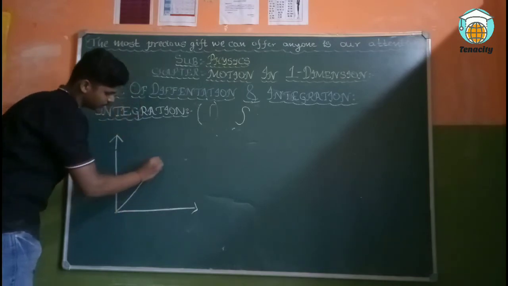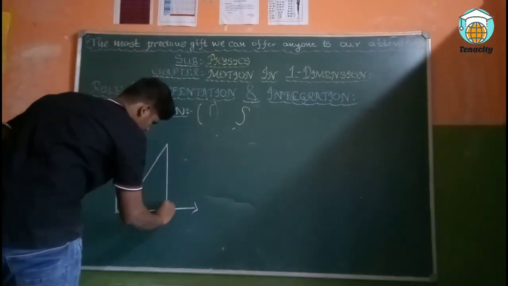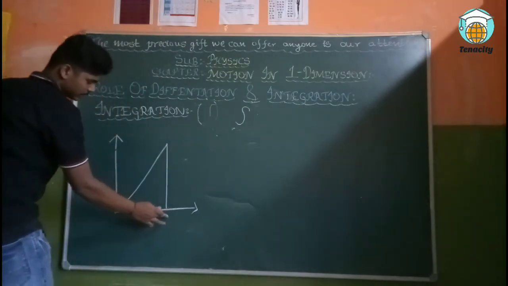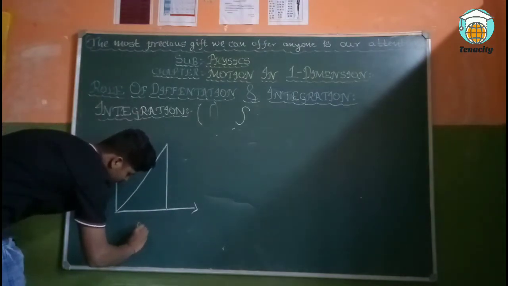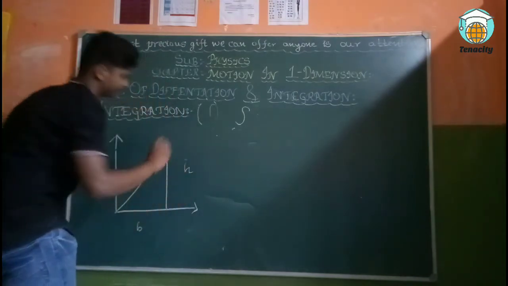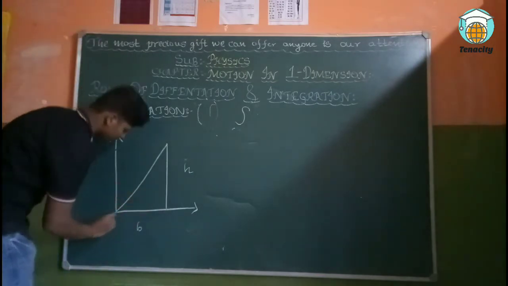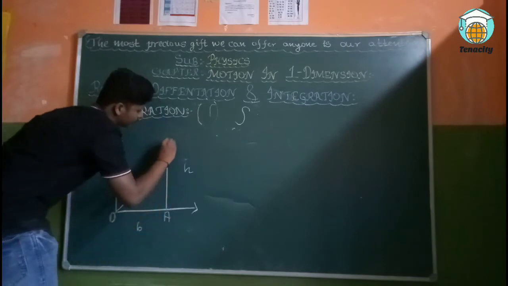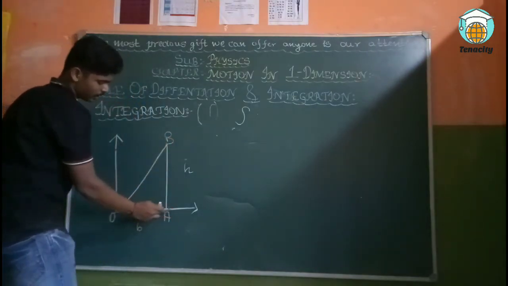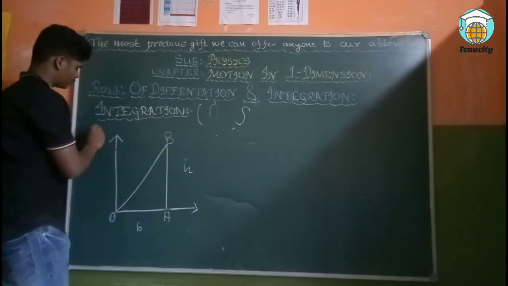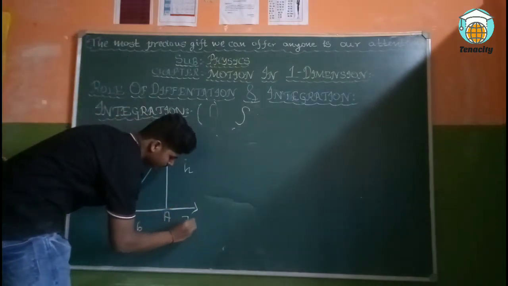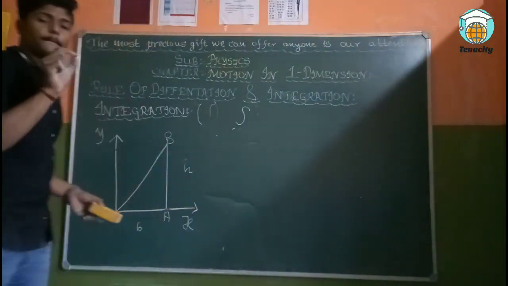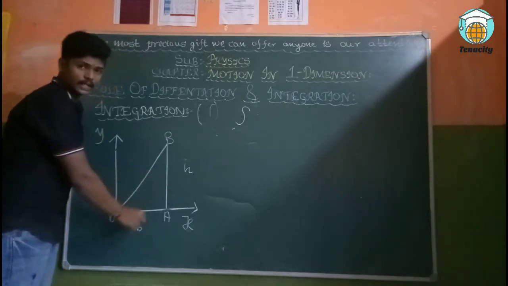Draw a triangle. Let this be the base and this be the height. This is O, this is A, this is B: the origin, a point A and a point B, on the y-axis and x-axis. Now consider a short part of this triangle.